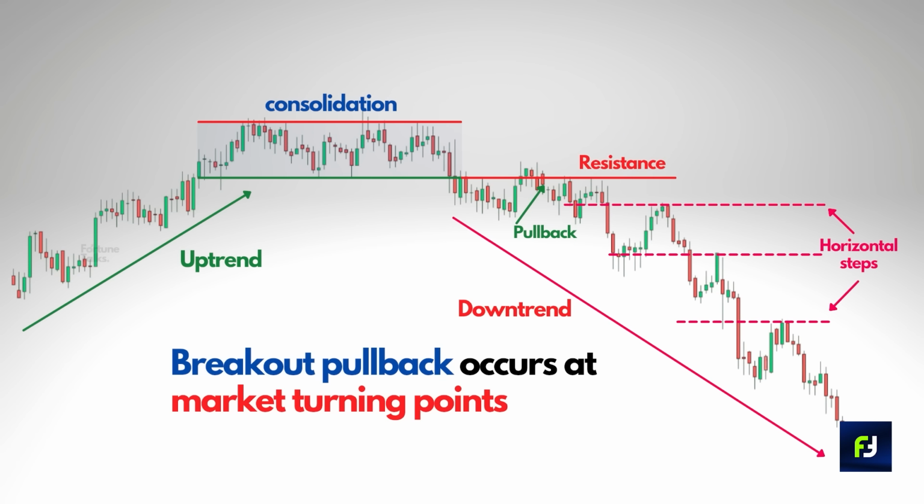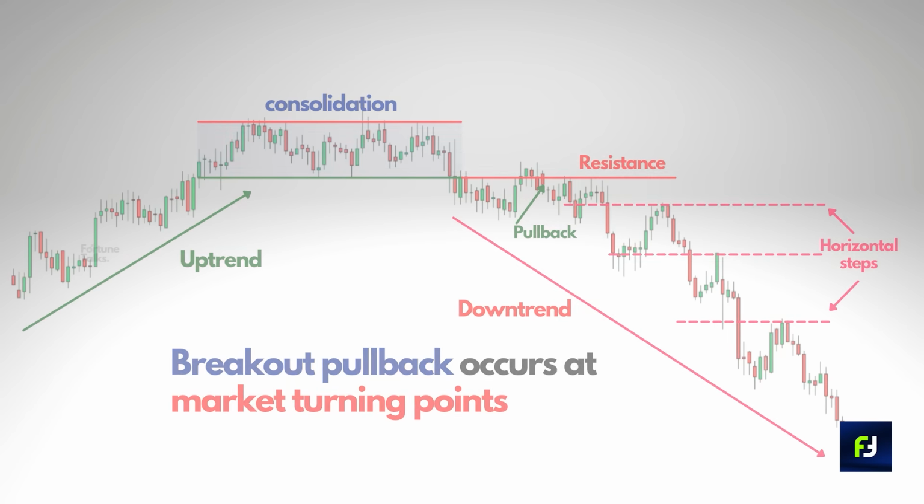The breakout pullback happens very close to the market turning points. But if the trader misses the initial entry opportunity, the horizontal steps can allow the trader to find alternative entry scenarios. It also helps the trader to enter a trade even if the pullback does not form a swing low touching the trend line or a moving average.